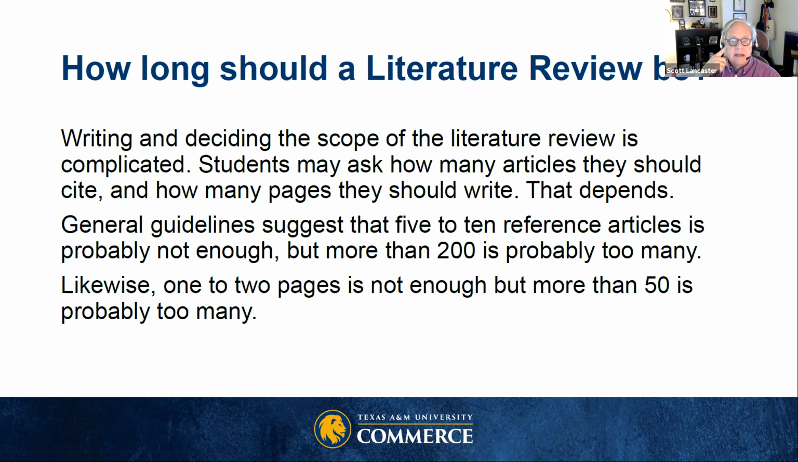But a general guideline for a thesis or dissertation is that 5 to 10 articles is probably not enough, but more than 200, probably too many. And it's just going to be subjective, dependent on your topic, how many between 10 and 200 you have. Likewise, 1 to 2 pages is not enough, but more than 50, probably too many. We'll look at an example literature review before we finish, and you can see what I think was appropriate.